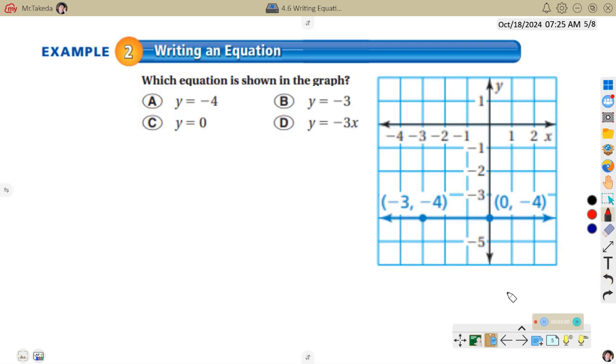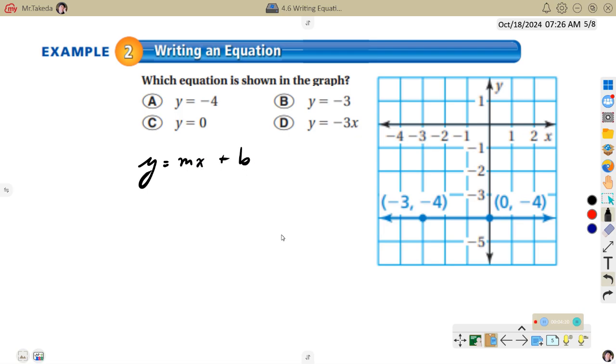Then we have an example here that's from a multiple choice type test question, but it's basically the same thing. We're going to write an equation for this line. So you see this horizontal line here. It's going through -3, -4, and 0, -4. And there's a couple ways we can look at this here. So first of all, remember y equals m times x plus b.